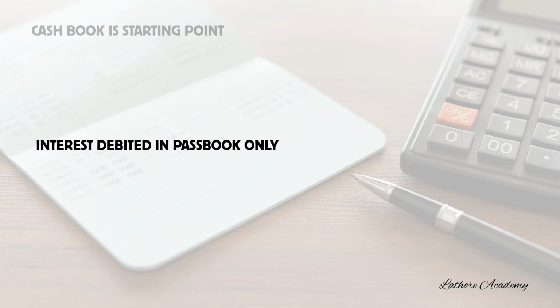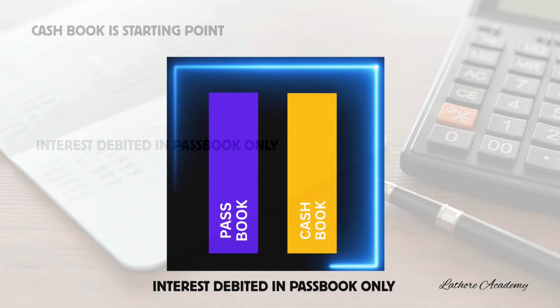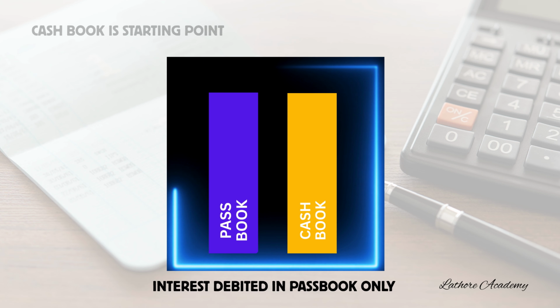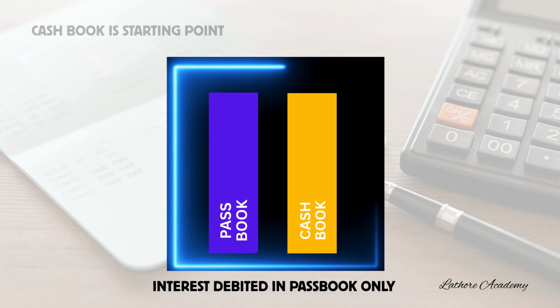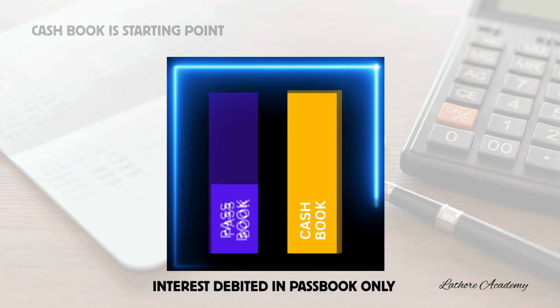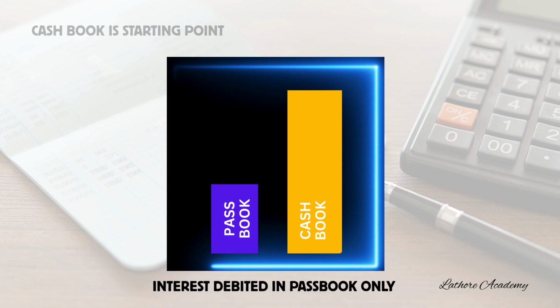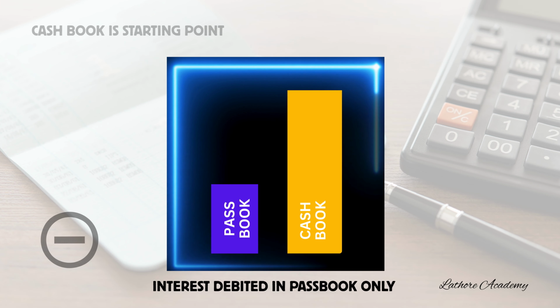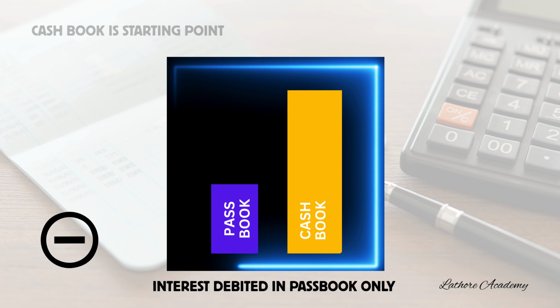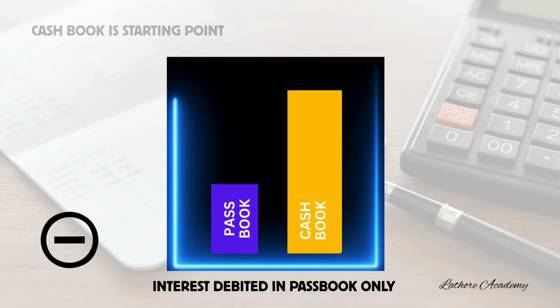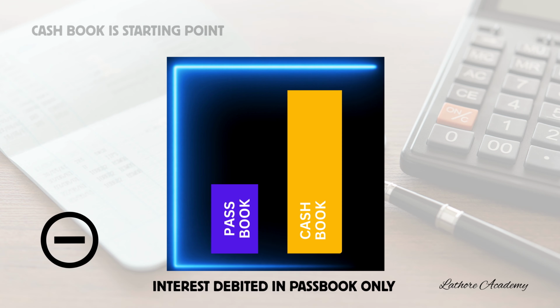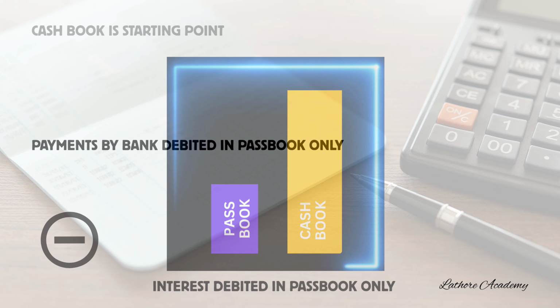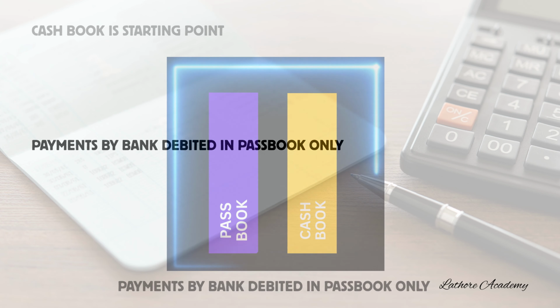So moving on to transaction number 4, interest debited in the passbook only. It is similar to the bank charges. When the interest on loans or overdrafts is deducted from the bank account, your cash book balance does not reflect this reduction. So we have to subtract this because your cash book balance is showing more. We have to subtract.